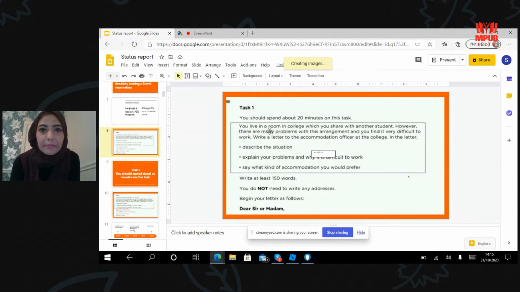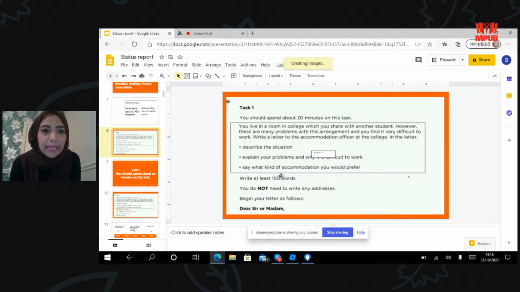So you live in a room in college which you share with another student. However, there are many problems with this arrangement and you find it very difficult to work. Write a letter to the accommodation officer at the college. In the letter, describe the situation. Explain your problems and why it is difficult to work. Say what kind of accommodation you would prefer.